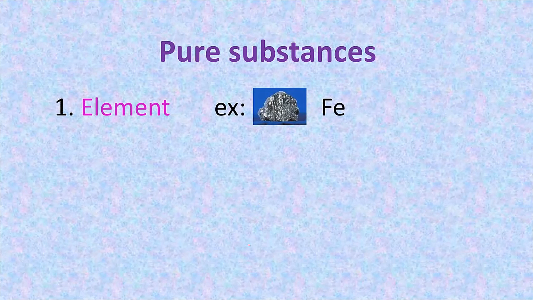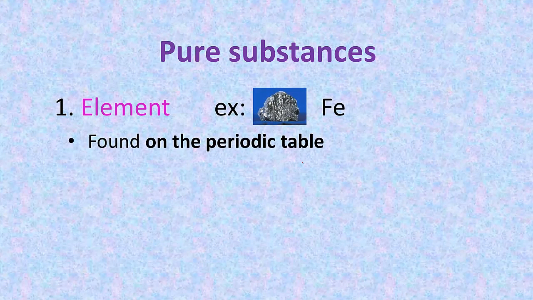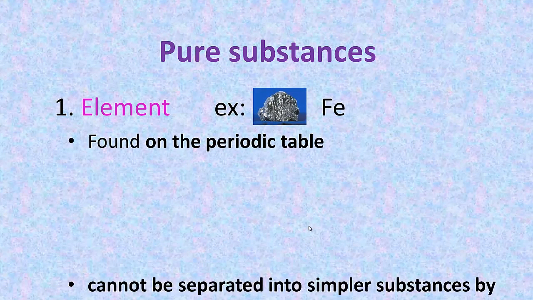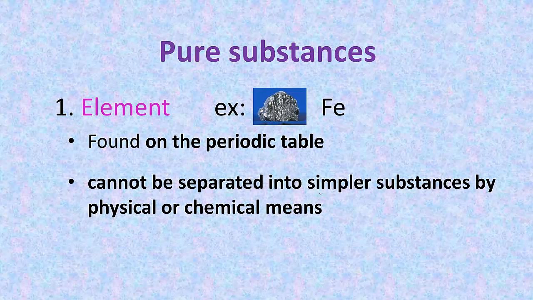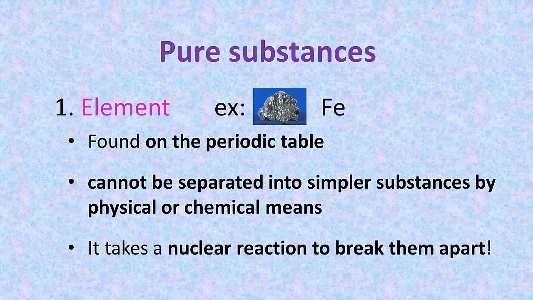An example of an element would be iron. They are found on the periodic table. They cannot be separated into simpler substances by physical or chemical means, and it takes a nuclear reaction to break them apart.